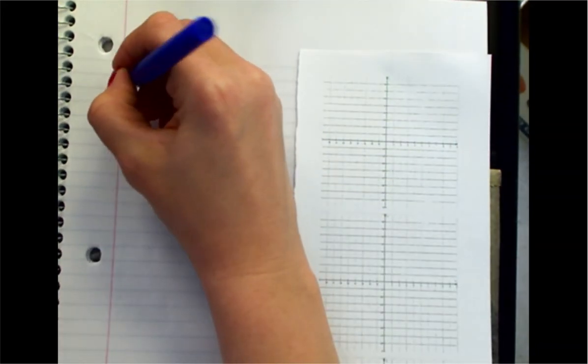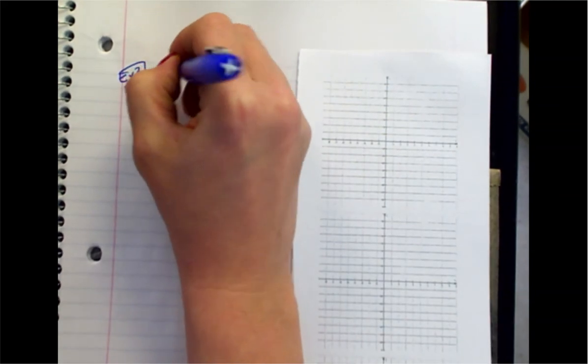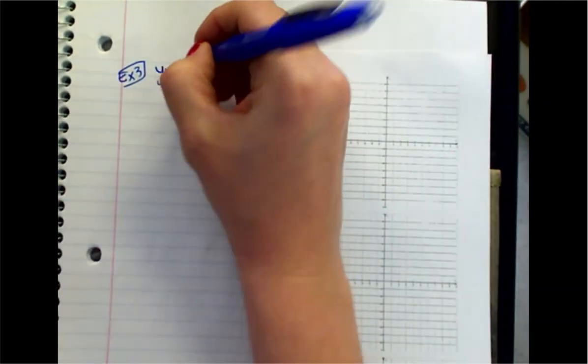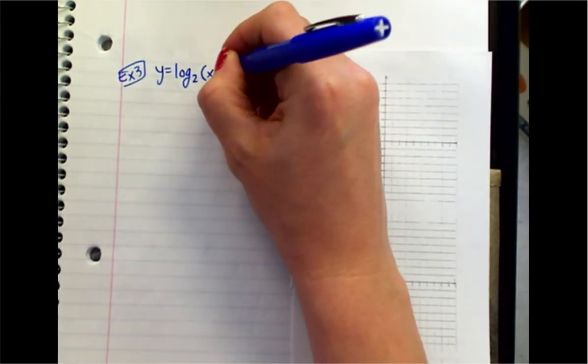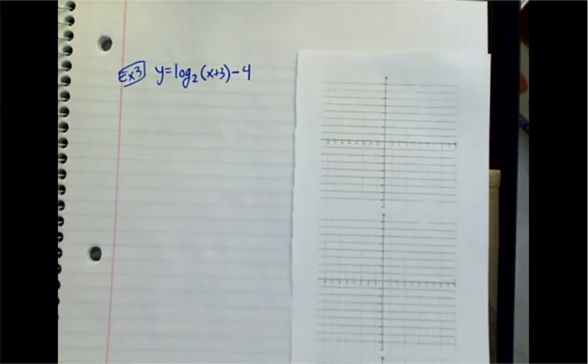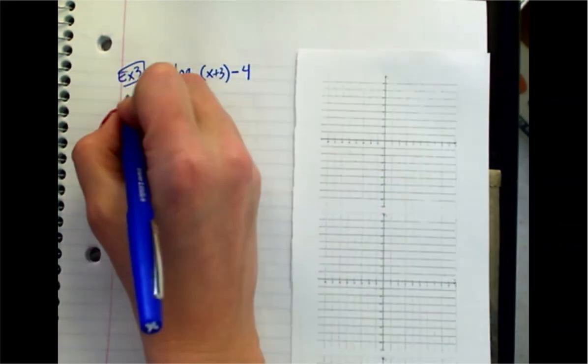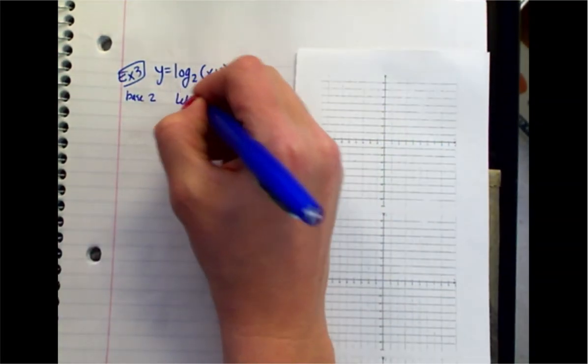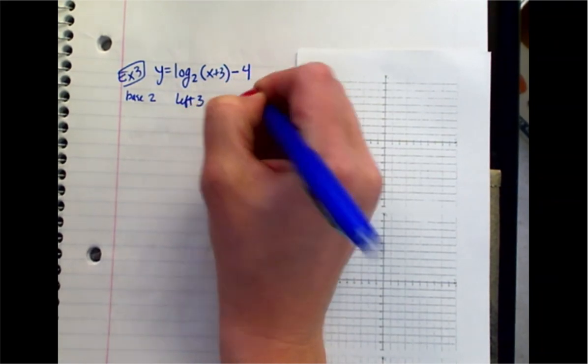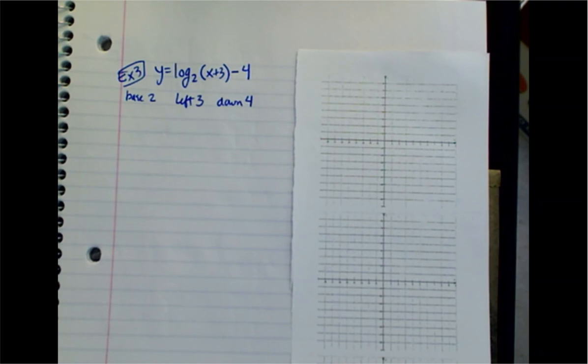All right, here we go. Example number 3. Log base 2 of x plus 3, minus 4. Base 2 is going to help define the shape of the graph. Left 3, down 4. So I'm going to mark my center, right? My center is left 3, down 4.